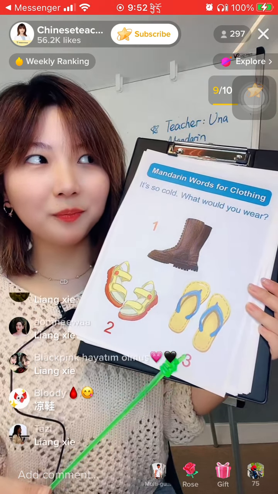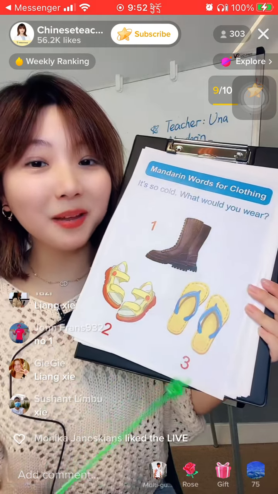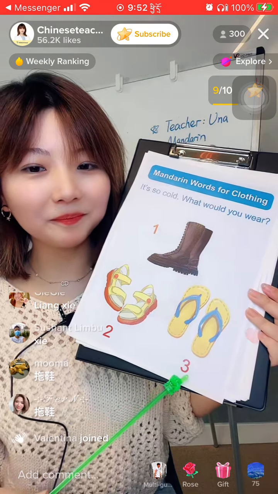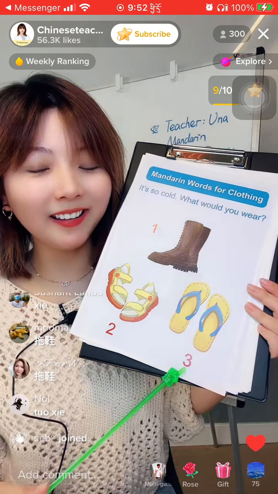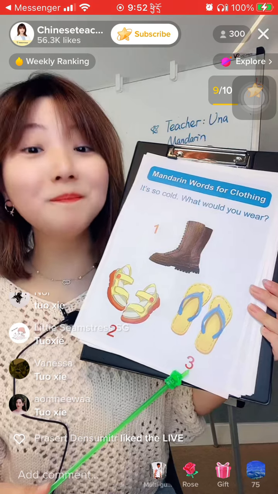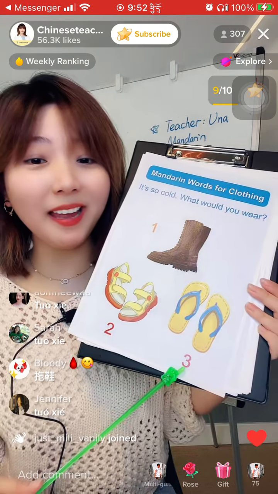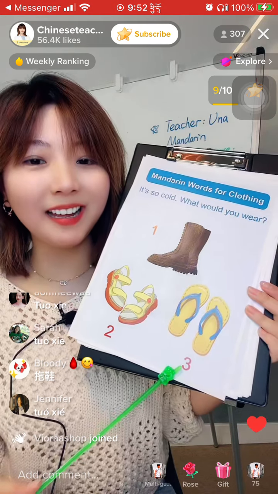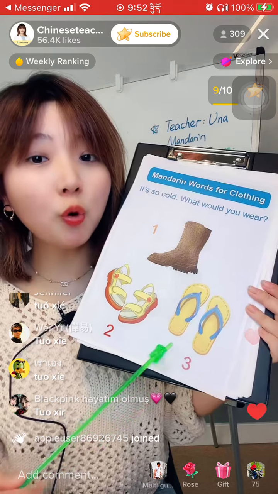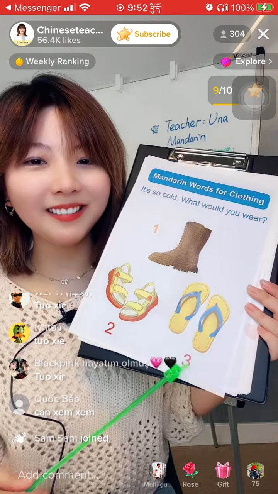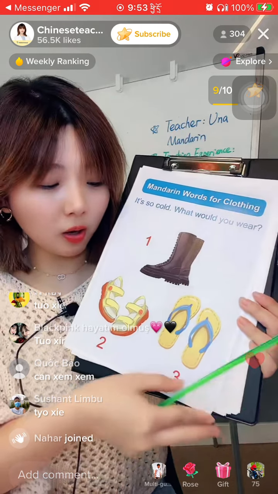How about number 3? It's called drag shoes, right? But in Mandarin, what do we call it? Number 3. What kind of 鞋? Exactly. We say 拖鞋。非常棒。拖鞋。拖 means drag. 拖鞋，太棒了，非常好。Super, everyone. 凉鞋，拖鞋。Okay, but number one, what is number one?